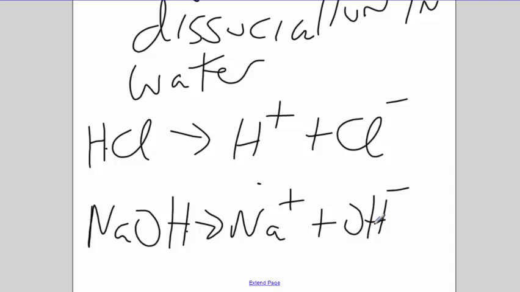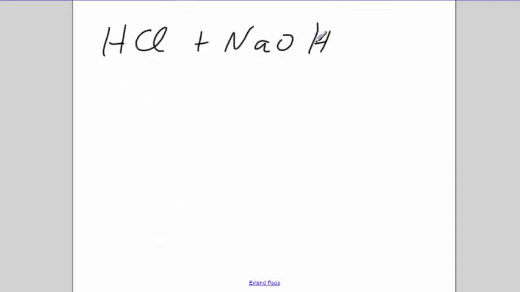Weak acids and bases do not completely dissociate in water. In fact, they dissociate very little in water. Later, we're going to get to why and how much. But for right now, just know weak things don't dissociate very much in water. Let me give you an example.